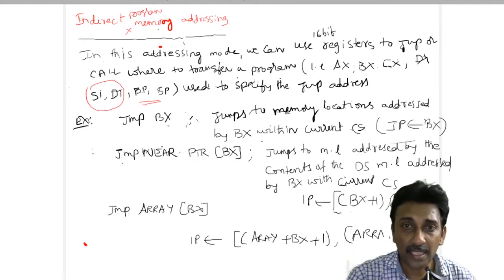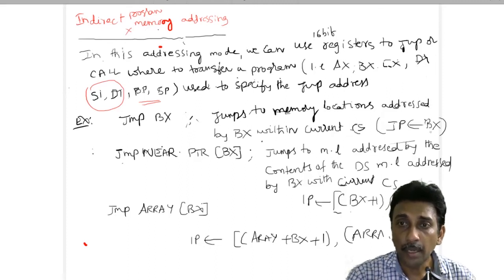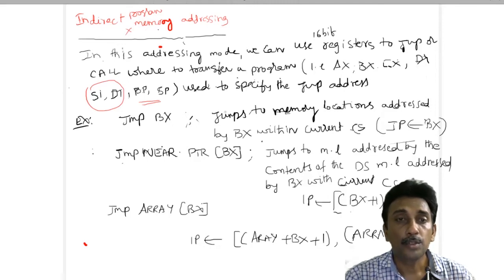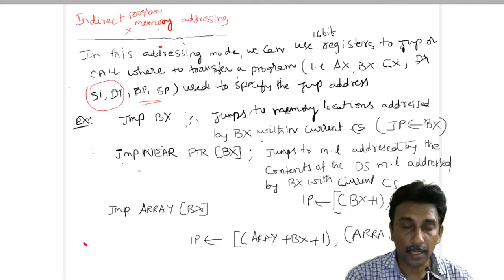So BX carries one address, and it will jump to that particular memory location. Nothing but the memory location pointed to by BX will be sent to the instruction pointer. So JMP BX means that it jumps to the memory location addressed by BX. Whatever address is assigned to BX, that address will be jumped to and loaded into the instruction pointer in the current code segment.